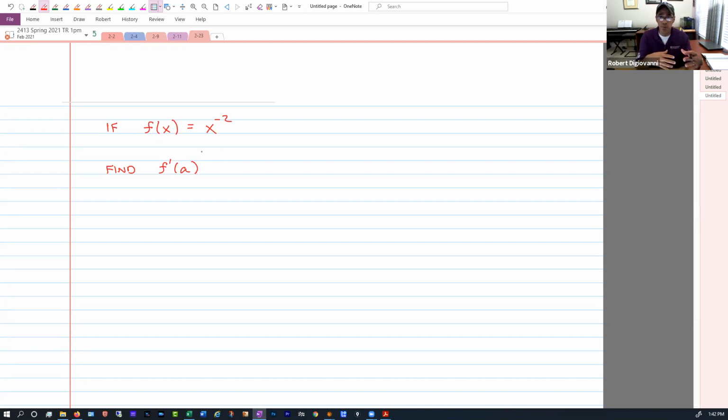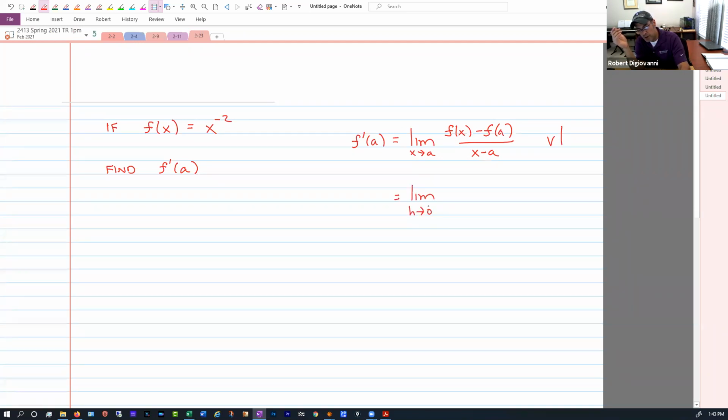Every problem we've done up to this point, I've told you what the a is. I said, okay, a is going to be 1 or 3 or something. But here, I want us to leave it arbitrary. And this is so important that you understand the difference between this and what we just did. So you have a choice here. We have two definitions. We can use this one: limit as x approaches a of f of x minus f of a over x minus a. Let's call that version 1, or we could do limit as h approaches 0 of f of a plus h minus f of a, all over h.